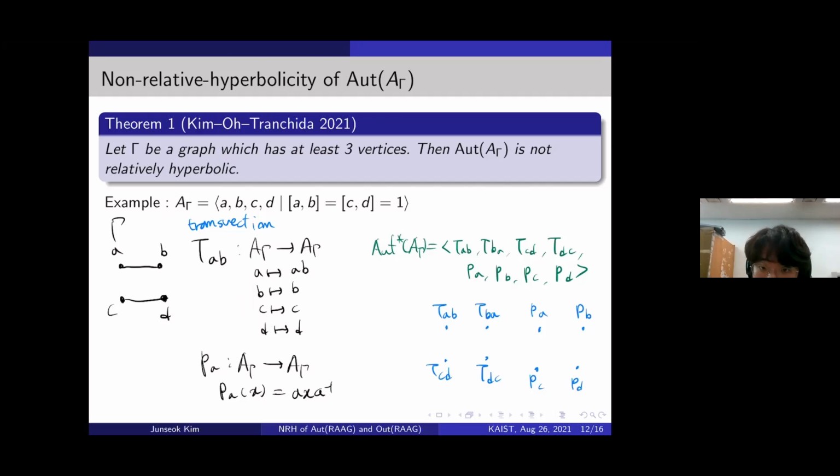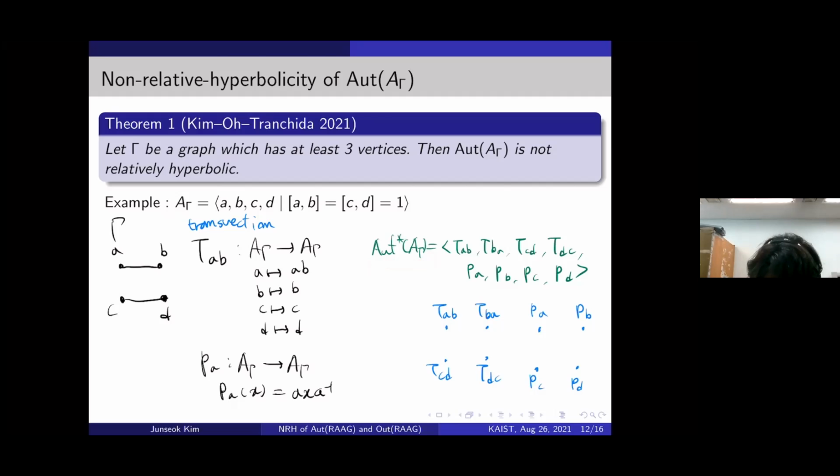Actually, in this case, there are only 4 transvections: T_AB, T_BA, T_CD, and T_DC. There are only 4 transvections in Out star. Moreover, for some reason, partial conjugations, denoted by P sub some vertex, are the same as inner automorphisms, and P_A, P_B, P_C, and P_D are the only partial conjugations appearing in Out star A_Γ.